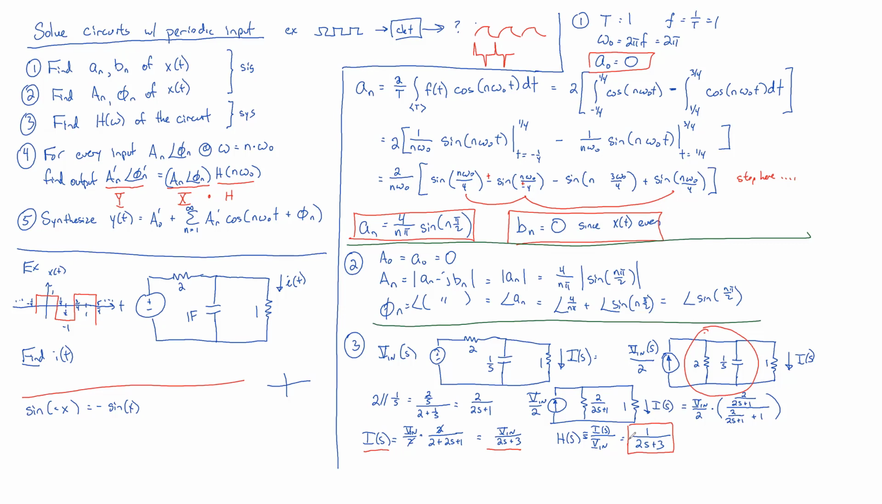So now here's the tricky part. Actually, that's to find h of omega, right? Not h of s. So I should have written that instead. So h of omega is 1 over j2 omega plus 3, just substituting j omega for s.